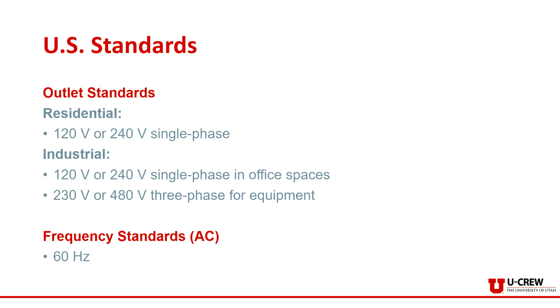One other thing worth mentioning is outlet standards. In your house and residential areas, you'll be using 120 or 240 volt single phase electricity. In industrial areas, you'll use that same 120 or 240 in office spaces. But in manufacturing areas and for process equipment, which have a much greater electrical demand, they will use either 230 volt or 480 volt three-phase electricity. And for those of you that are curious, in the US, these will always be at 60 hertz for alternating current.